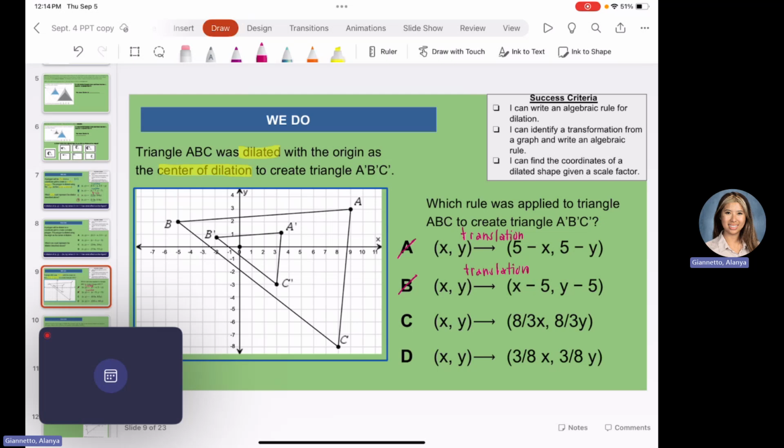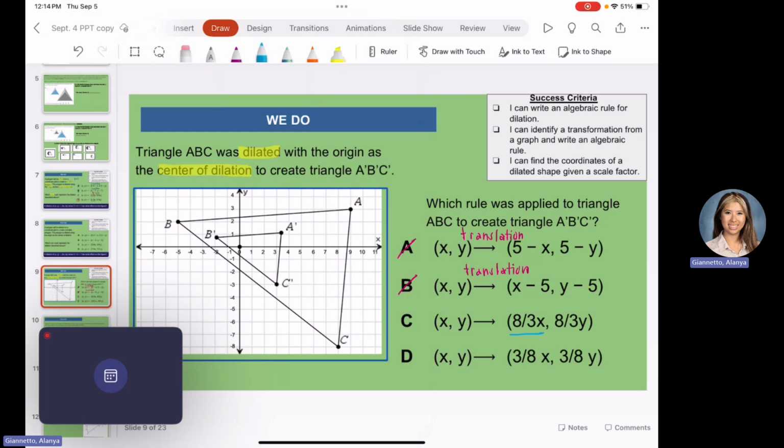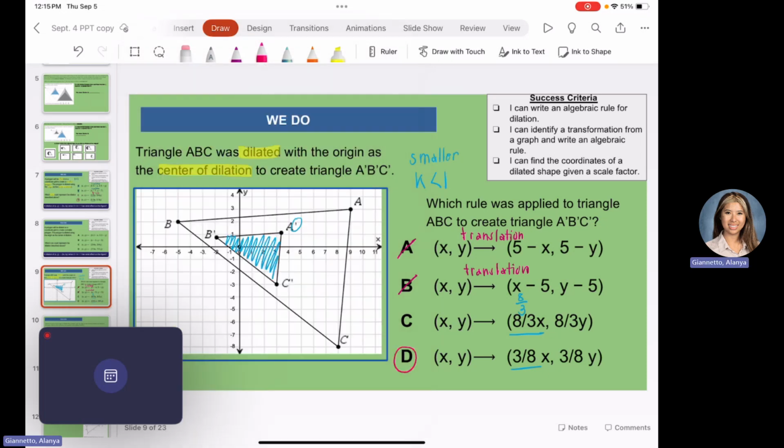And then the scale factor for C is 8 over 3. The scale factor for D is 3 over 8. So 8 over 3 is an improper fraction, so we know that it's going to be greater than 1. And then let's look at what happens. So we know that the inside, the smaller triangle is actually our dilated shape because it has the prime right here. So we know that the shape got smaller. So if the shape got smaller, then that means that the scale factor has to be less than 1. So if that's our case, then we know that the answer has to be D.